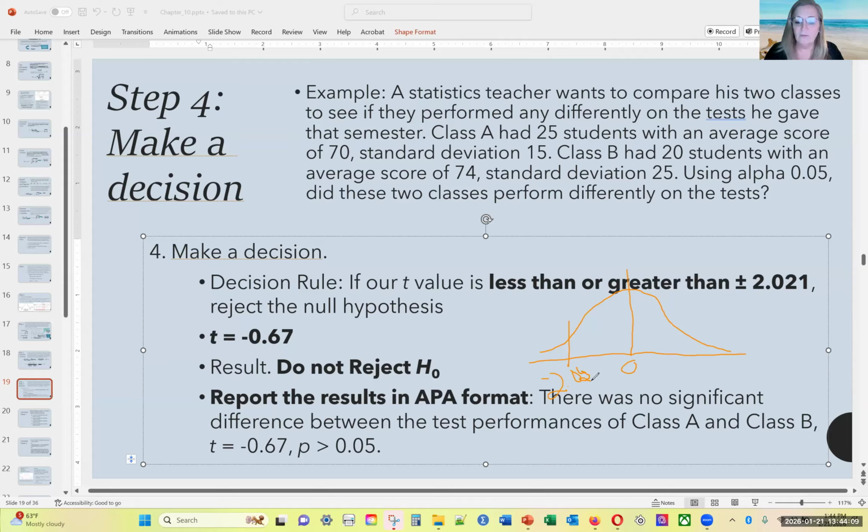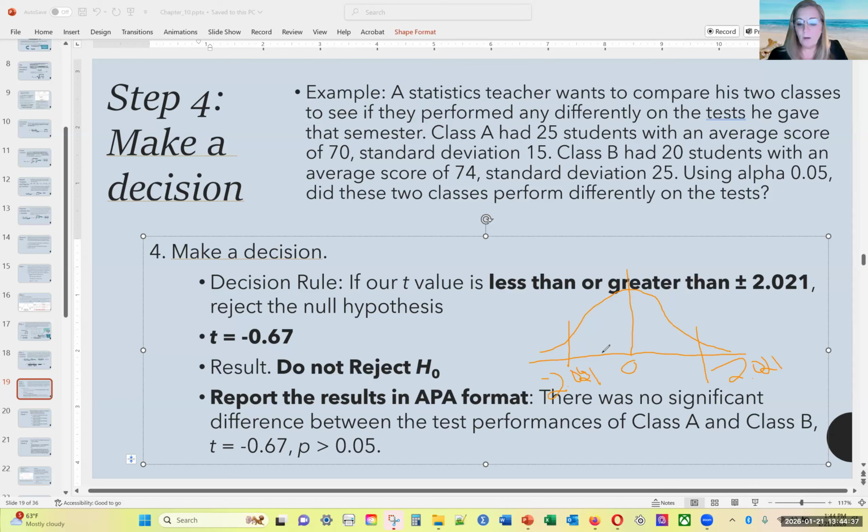Sorry, it's hard to draw with this. 1. And then over here, you would have the positive side of 2.021. Now I can visually see. Sometimes people have a little dyslexia when they're trying to figure this out, so it might be good to have a scratch pad with you if you're doing your homework or your quizzes and tests. So now I can kind of determine, where does negative 0.67 fall?